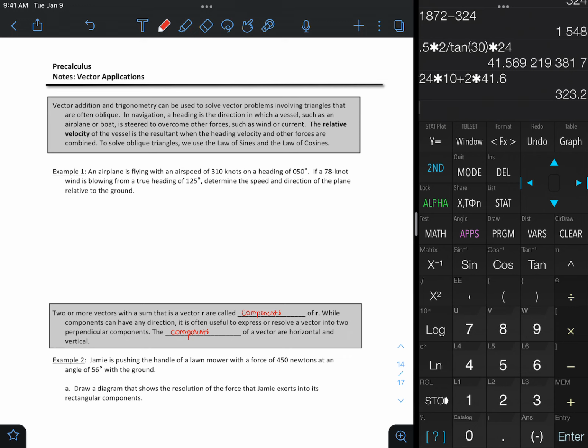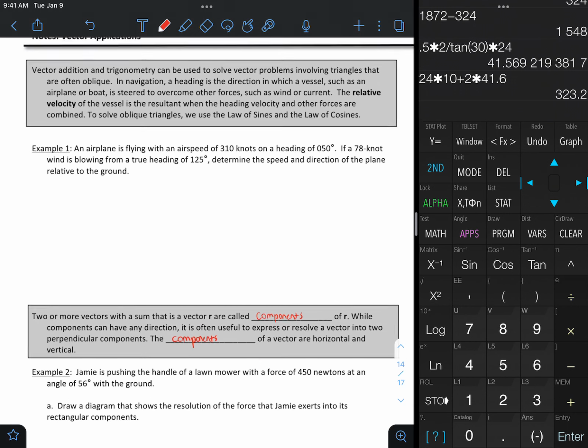Alrighty, we've got vector applications going on here today. So we're going to look at this first problem. You can read through the paragraphs above. Basically, we're going to use the law of sines and cosines to solve these application problems, or this will at least be one of the ways. Towards the end of the lesson, I will go back to example one and show you an alternate way to solve this one as well.